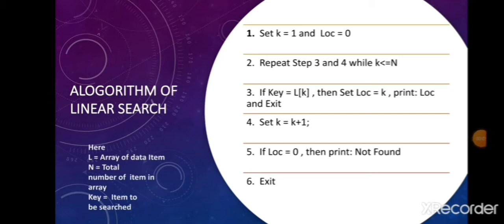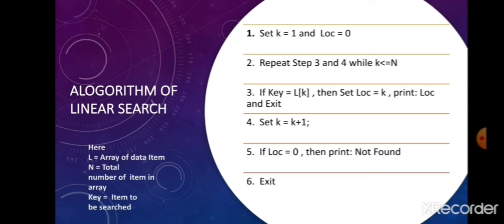Now let's see the algorithm of linear search. Here L is the array of data items, N is the total number of items in the array list, and key is the item to be searched. So firstly I have to set the array index k equal to 1 and location equal to 0. I can also set the array index equal to 0. Then I will repeat steps 3 and 4 while k is less than or equal to N. If I think about my previous example, there were 5 elements, so for that I have to repeat steps 3 and 4 while k is less than or equal to 5.